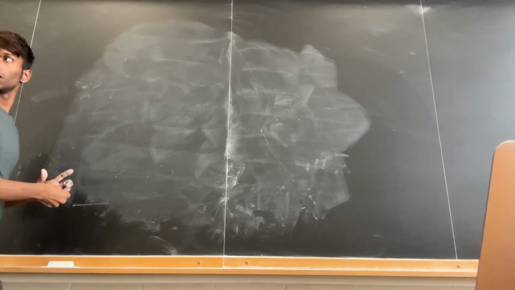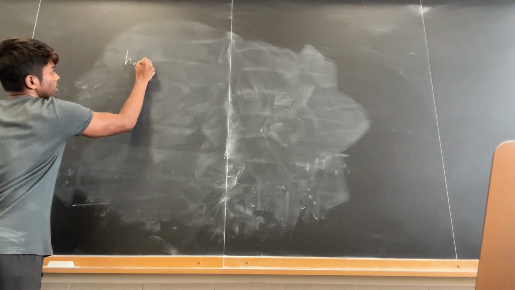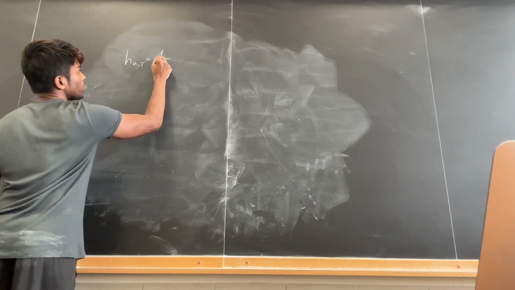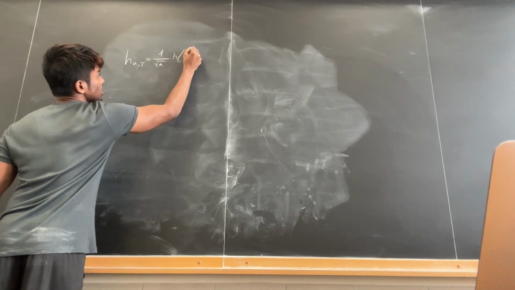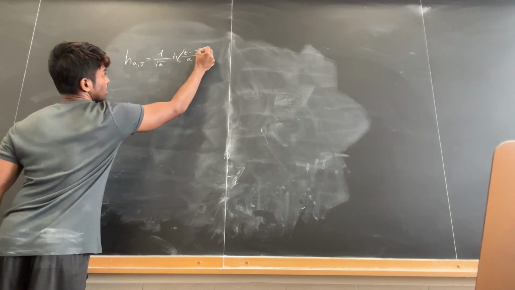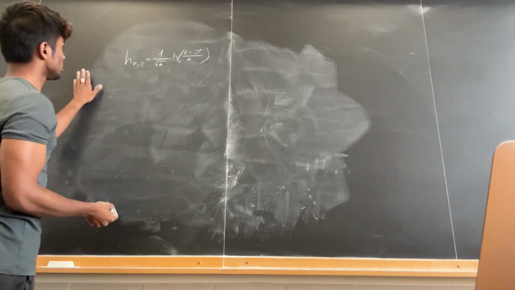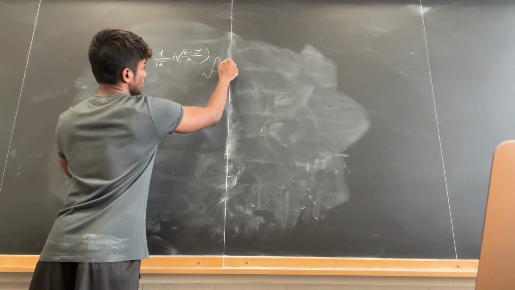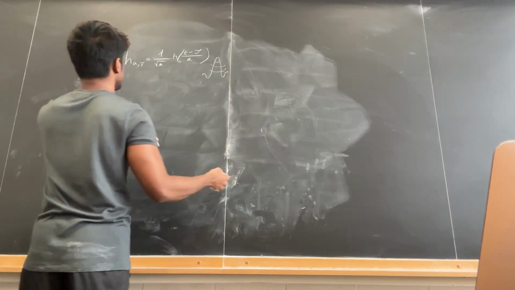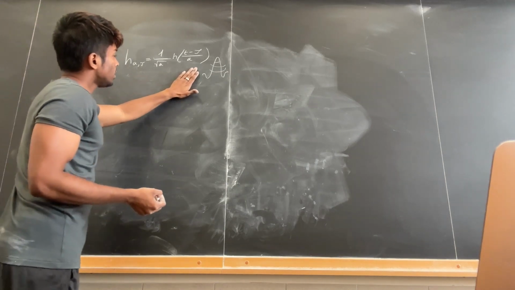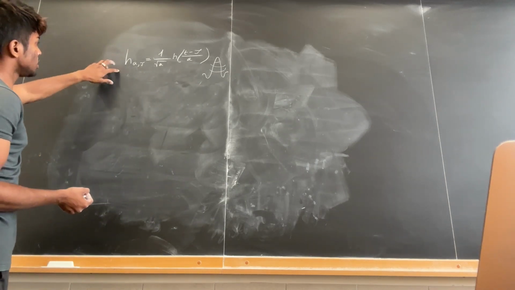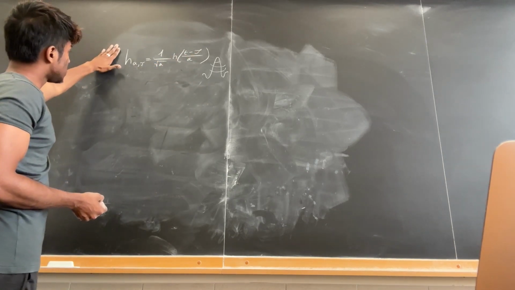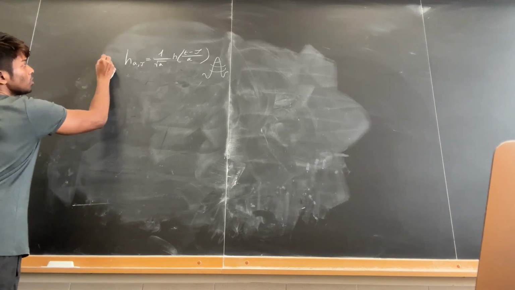A wavelet h of a comma tau is defined as 1 by square root of a times h of (t minus tau) by a. That is the mathematical definition of a wavelet. A wavelet can be a Mexican hat wavelet, something like this, in a 3D representation. From this definition we can understand that a is a scaling factor and tau is the time delay. This wavelet is used in the complex wavelet transform. This is the wavelet basis.